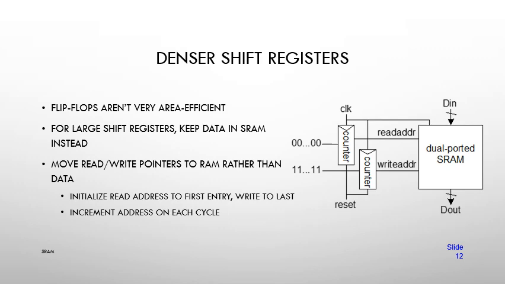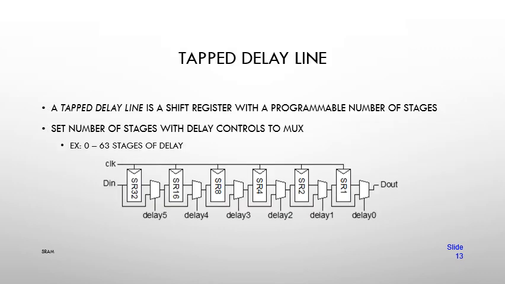Then next one, denser shift registers. Flip-flops are not very area efficient. For large shift registers, keep data in the SRAM instead. Move read and write pointers through the RAM rather than data. Initialize the read address to the first entry and the write address to the last. Increment the address on each cycle. Here we have the diagram of this shift register.